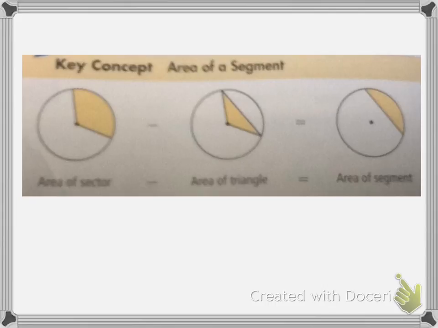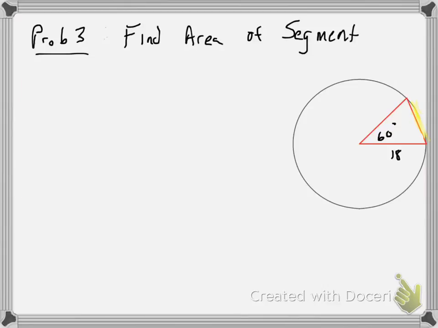Now when you're dealing with a segment, what you want to do is find the whole area of the sector, minus the area of the triangle they give you. It's going to equal the area of that segment right there. So if we just draw the triangle in here where we're at, that's what you're talking about as the area of that segment.